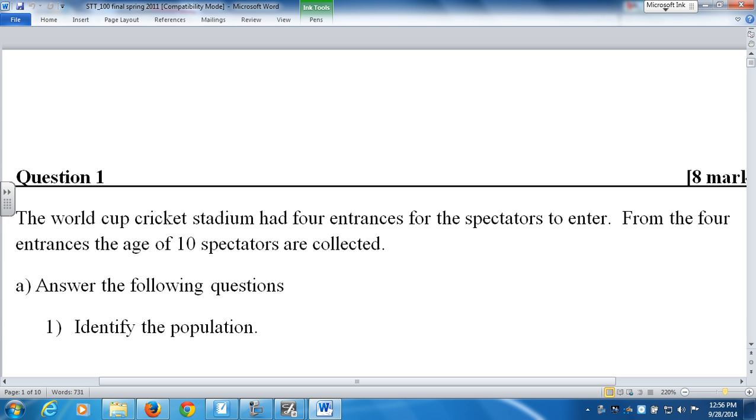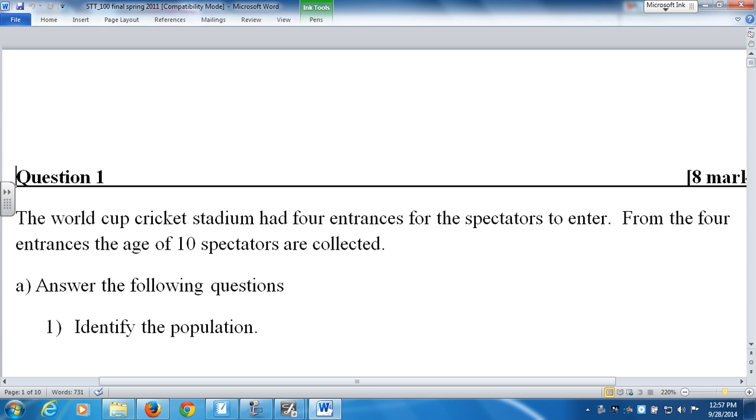Spectators, yes. All the spectators. The population is all the spectators. He said only 10 are collected as a sample, but how many are there? They didn't say. They just said 4 entrances for the stadium, but this is not about the entrance. The population is not the entrance. The population is the spectators, right? So we don't know how many of them, and I'm not asking you to count. I'm just telling you who the population is, who this study is about. This study is about the cricket stadium spectators. Simple as that. So the first question is: identify the population. It is all spectators. How many, we don't know.